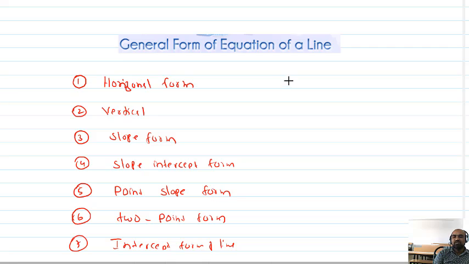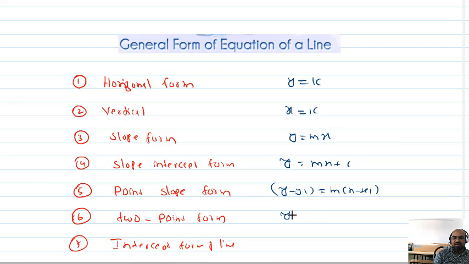Horizontal form means y equal to k. Vertical means x equal to k. Y equal to mx, sorry, y equal to mx plus c. So y minus y1 equal to m times x minus x1. Y minus y1 by y2 minus y1 is equal to x minus x1 by x2 minus x1. This is x by a plus y by b equal to 1.